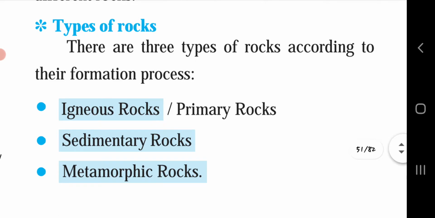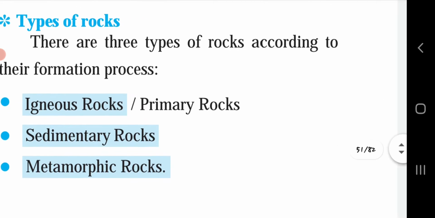Let's see what the types of rocks are. There are three types of rocks according to their formation: igneous rocks, that is primary rocks, sedimentary rocks and metamorphic rocks. These are the three major types of rocks.